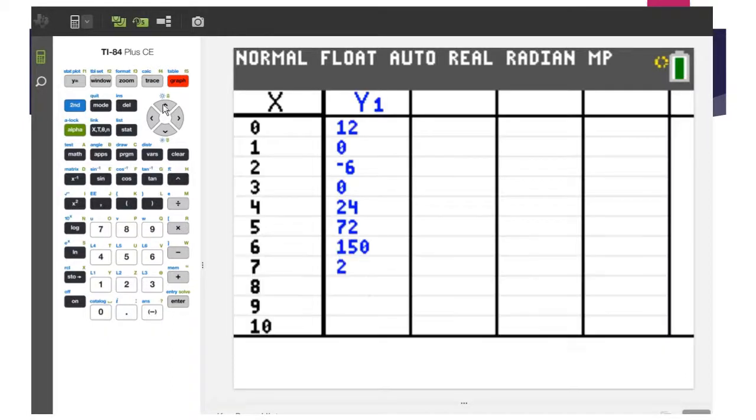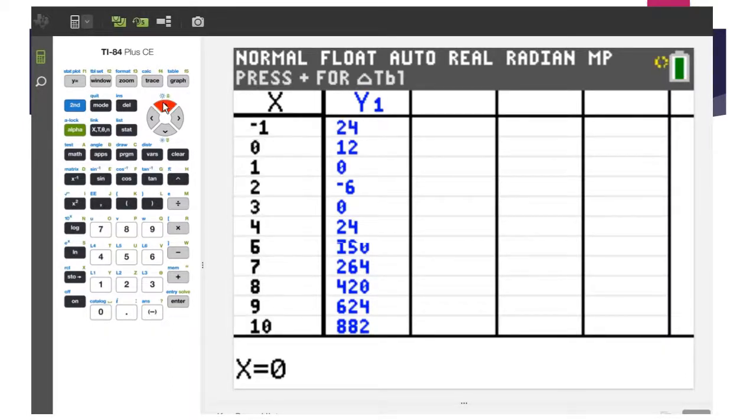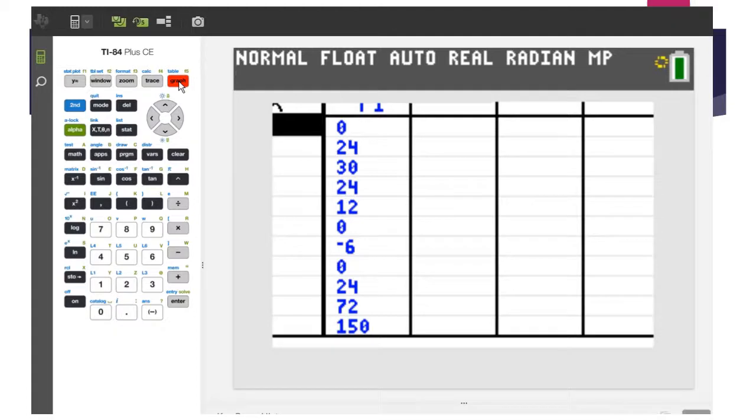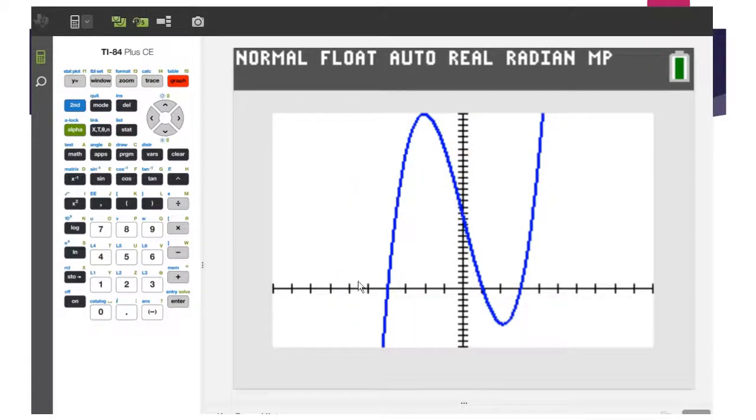Looking at the table, I can see that one of the zeros is -4. So -4, 0 is very important. 0, 12 is the y-intercept. 1, 0 is another x-intercept, and 3, 0 is the third x-intercept. So this is what I need to identify in my sketch. I need to identify the x-intercepts and the y-intercept.